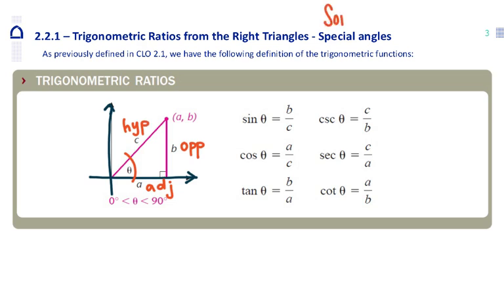So if you remember this memory device, SOHCAHTOA, sine is the opposite over the hypotenuse, so it's B over the hypotenuse, C. Cosine is the adjacent over hypotenuse, which is A over C, and tan is the opposite over the adjacent, B over A. And just remember, cosecant is the inverse function, so it's just C over B. And secant is the inverse function of cosine, so it's just C over A. You just flip it from the cosine. And cotan is 1 over the tan function, so instead of B over A, we get A over B.